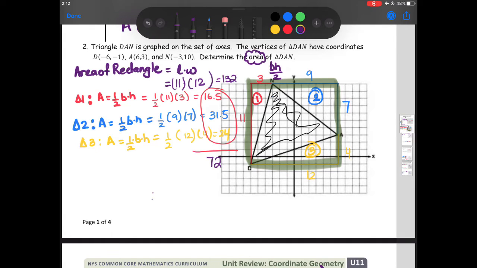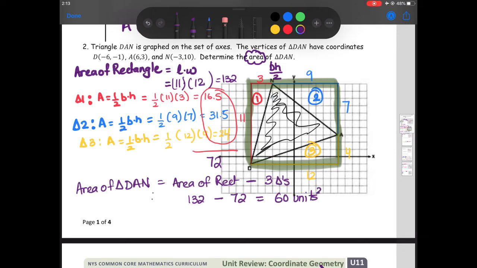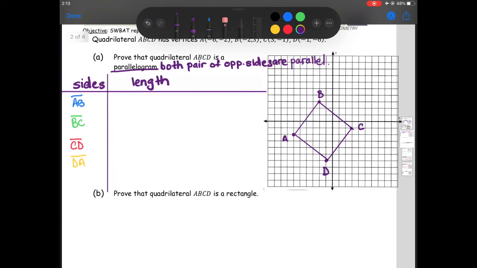Let's write it down. Area of triangle DAN is equal to area of rectangle minus 3 triangles, right? So area of rectangle was 132 minus 72 is 60 units square. Okay, so now let's try the next question.